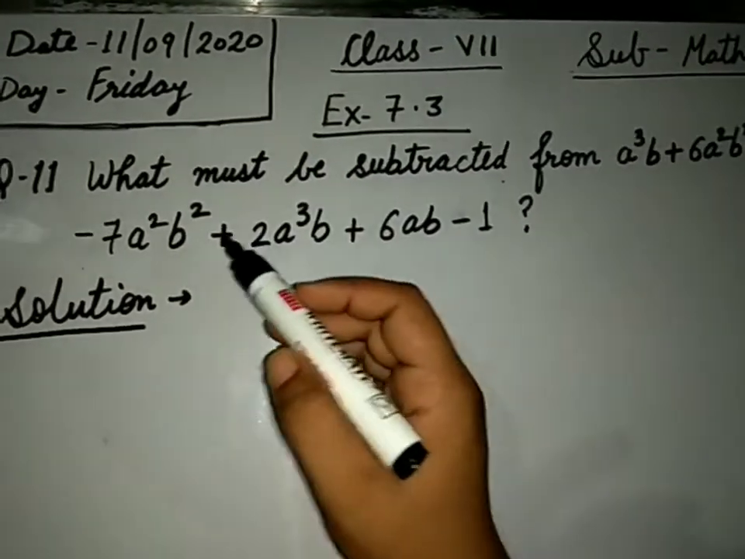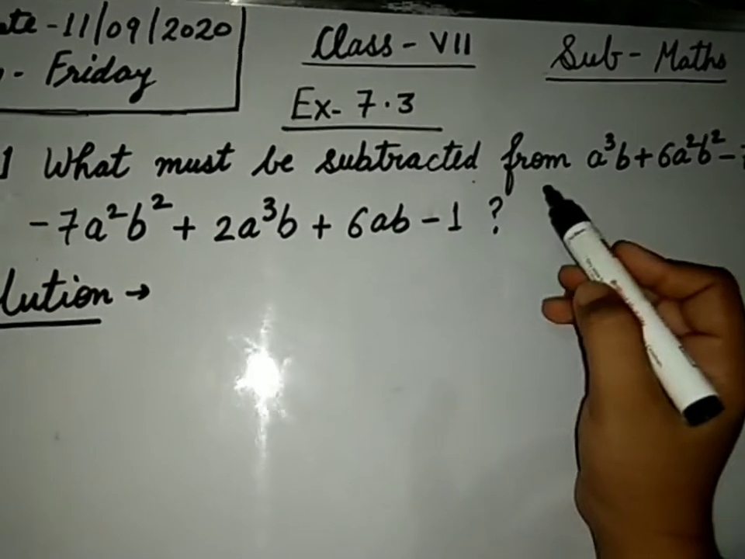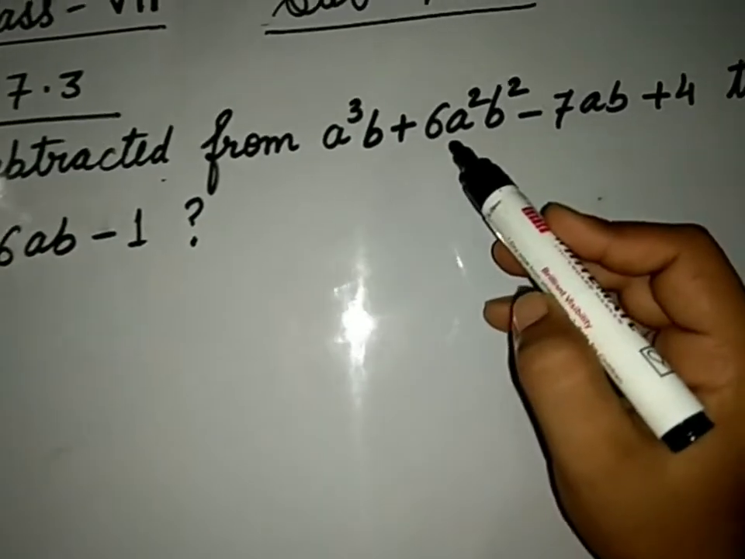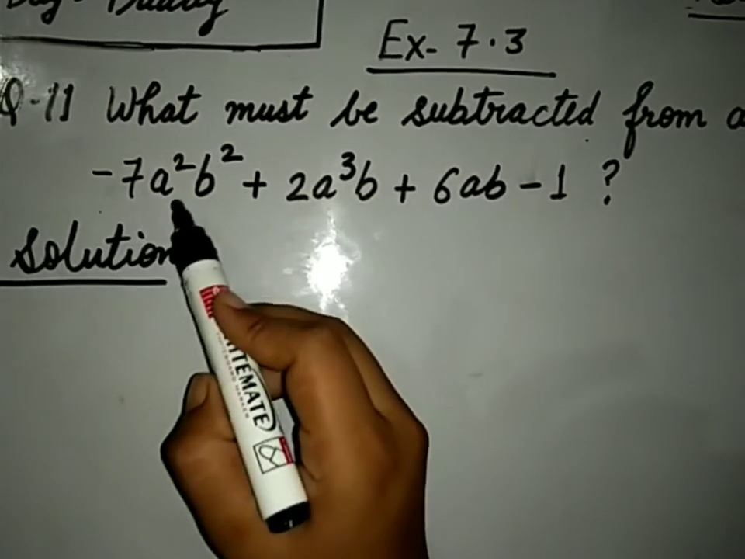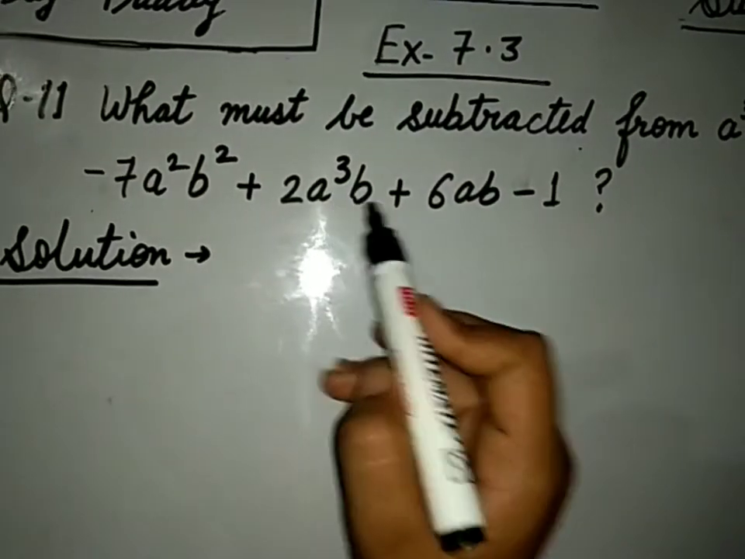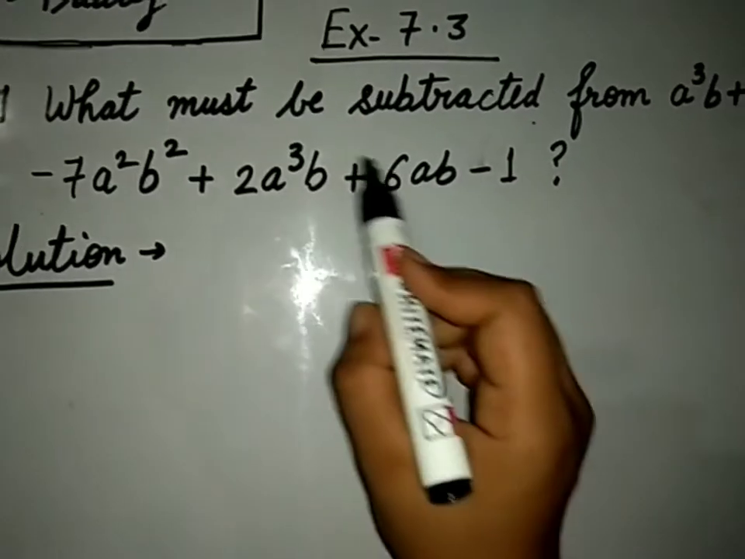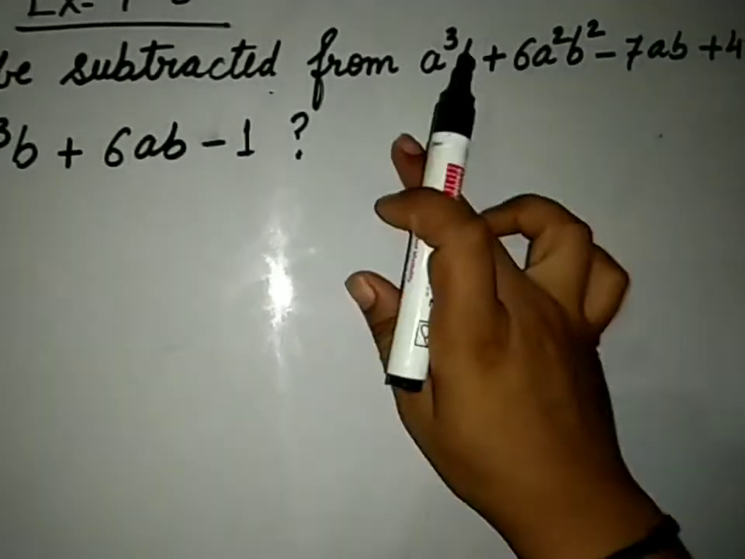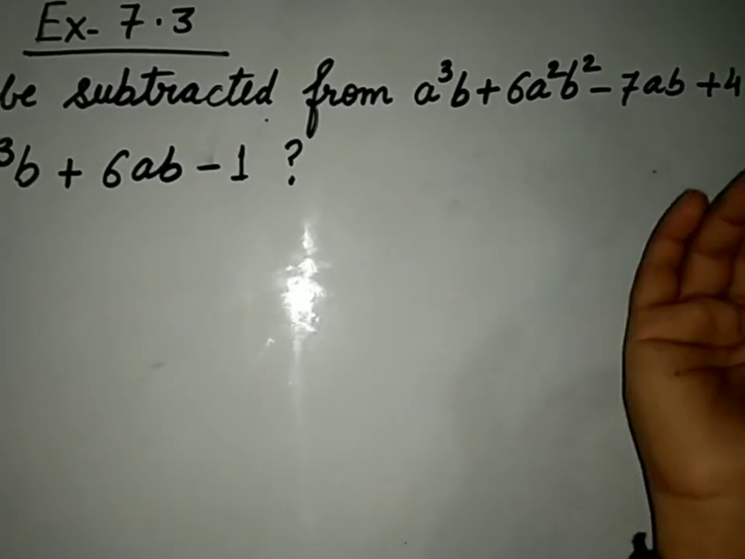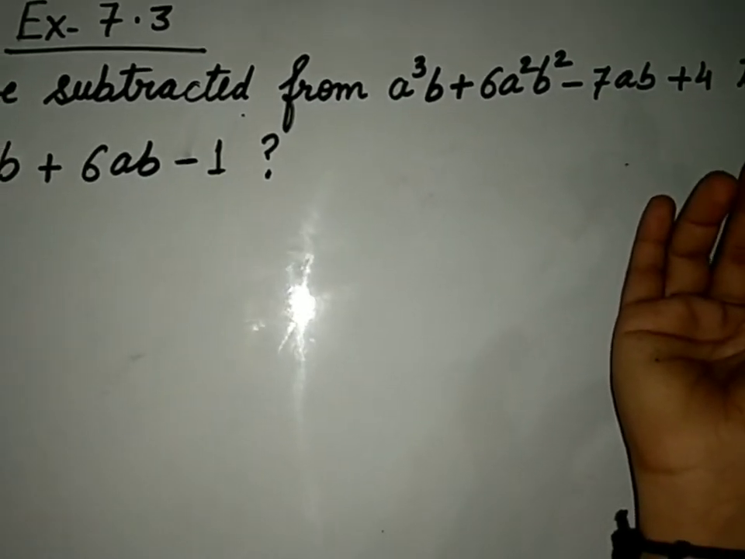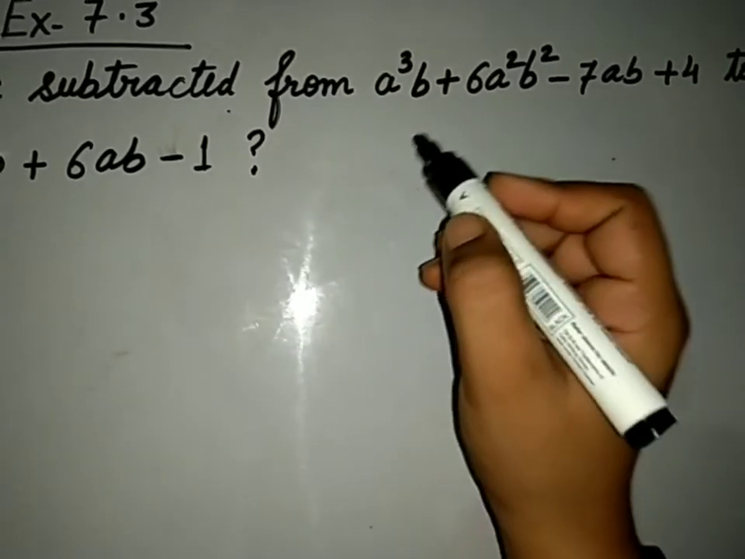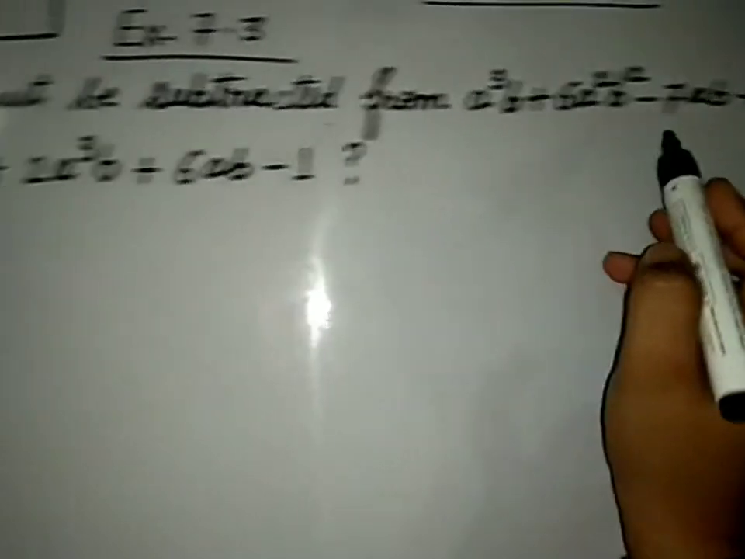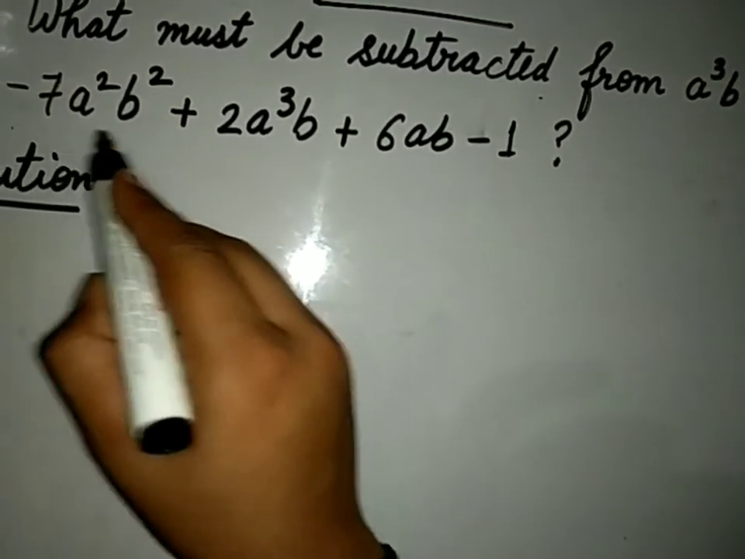So let's start. What must be subtracted from a cube b plus 6a square b square minus 7ab plus 4 to get minus 7a square b square plus 2a cube b plus 6ab minus 1? Means what must be subtracted from this expression? Okay, we don't know what must be subtracted. So if you don't know what number or what particular expression you have to subtract from this to get the answer, the answer is this.